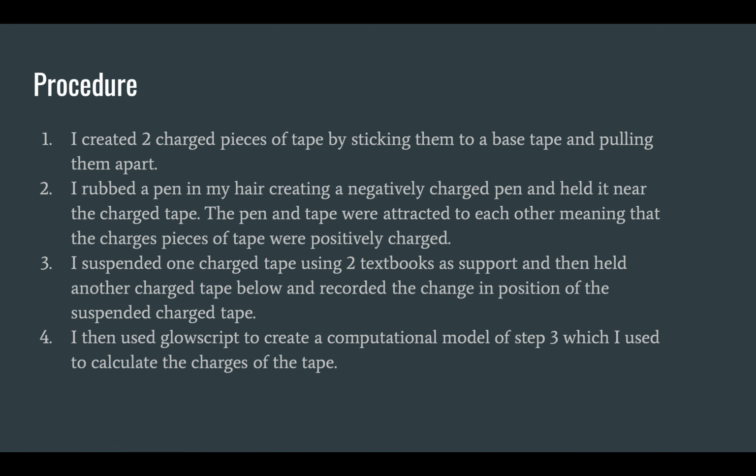And here is our Lab 1 overview. So here's the procedure. I created 2 charged pieces of tape by sticking them to a base tape and pulling them apart. I then rubbed a pin in my hair, creating a negatively charged pin, and held it near the charged tape. The pin and tape were attracted to each other, meaning that the charged pieces of tape were positively charged. I suspended one charged tape using 2 textbooks as support, and then held another charged tape below and recorded the change in position of the suspended charged tape. I then used GlowScript to create a computational model of step 3, which I used to calculate the charges of the tape.